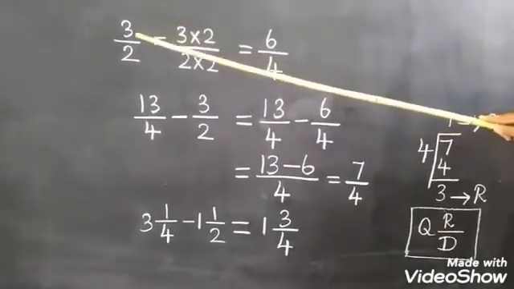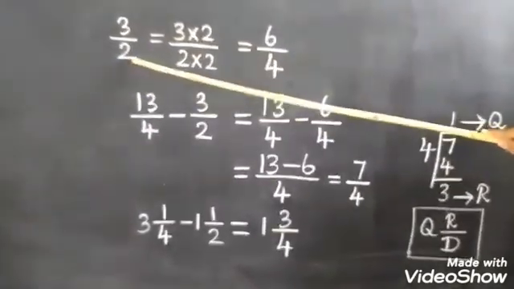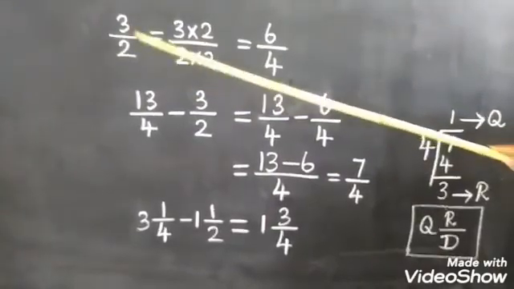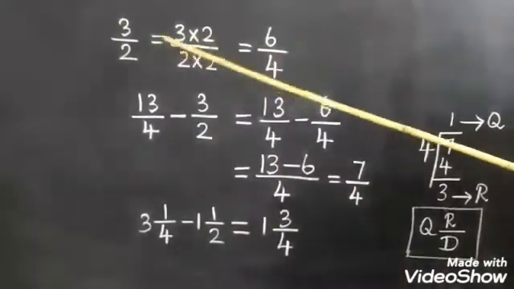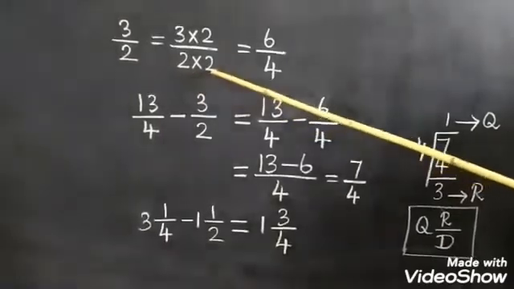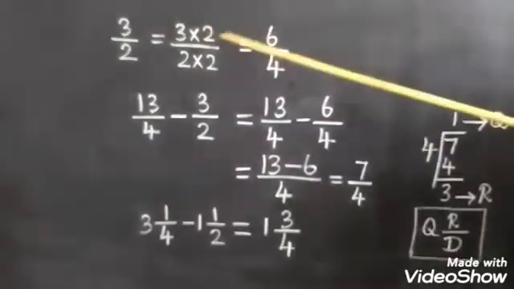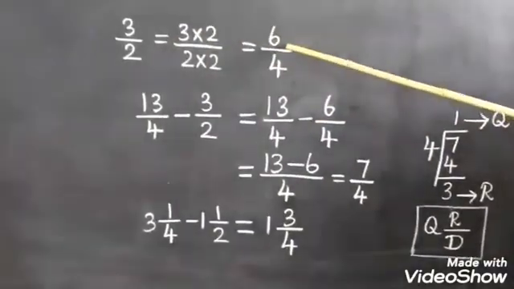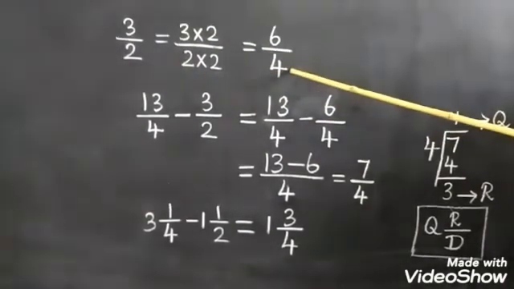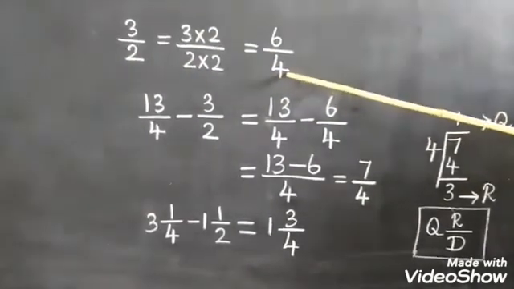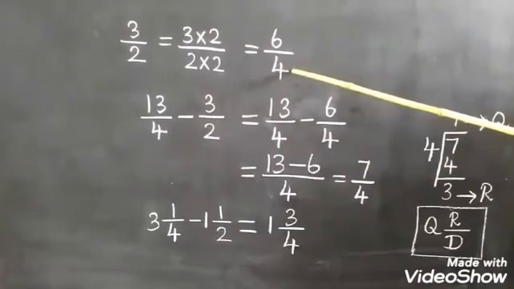For that we have to multiply numerator and denominator by 2. 3 into 2 by 2 into 2. 3 2s are what will come? 6. 2 2s are 4. Now we get the denominator as 4. Now we have to subtract this.